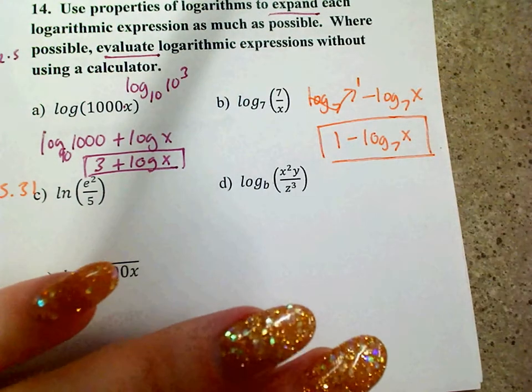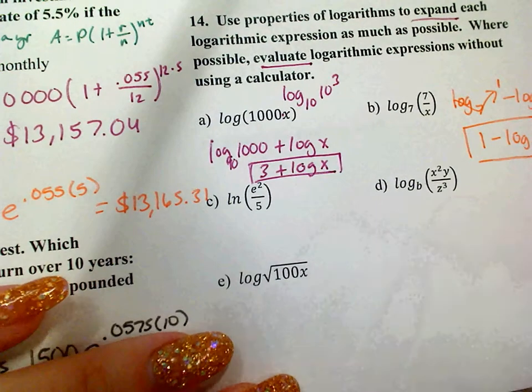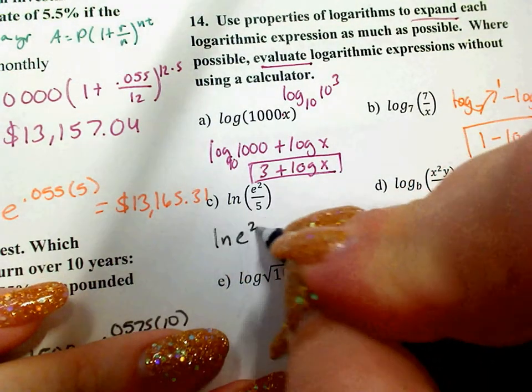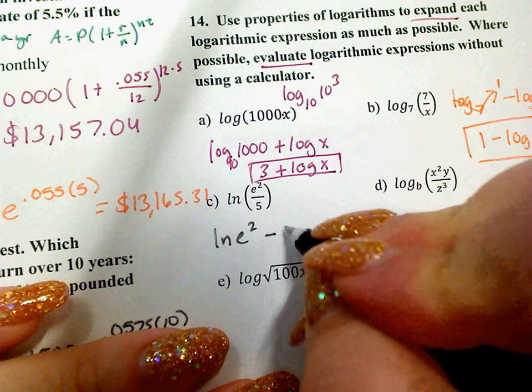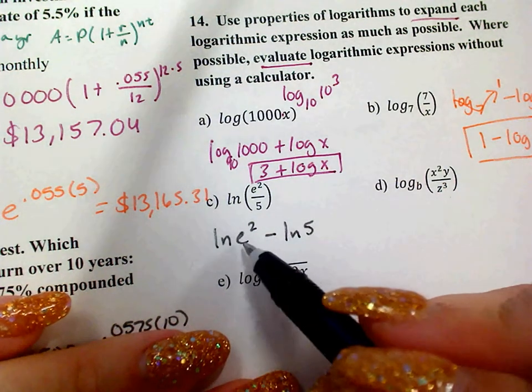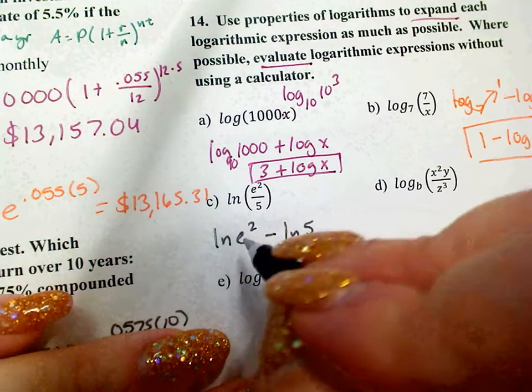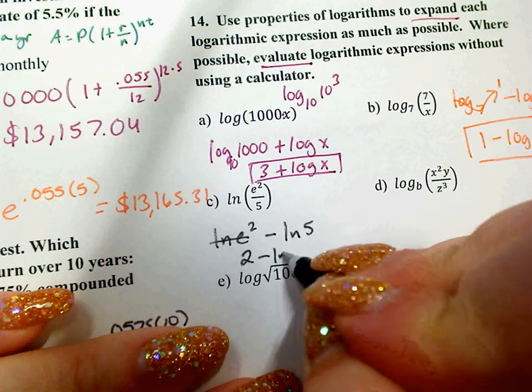For the next one, natural log of e squared over 5. That's natural log of e squared minus natural log of 5. Two different ways you can think about this. You could take the natural log and e. This is log base e. They cancel each other out, or you can bring the 2 down and then simplify them out. But they do go away, and it is 2 minus the natural log of 5.